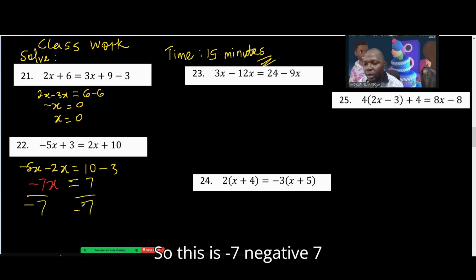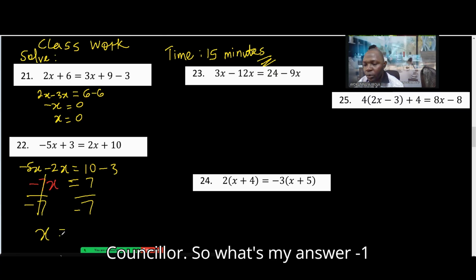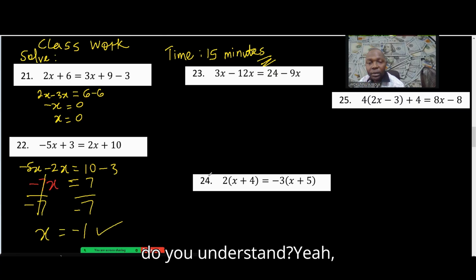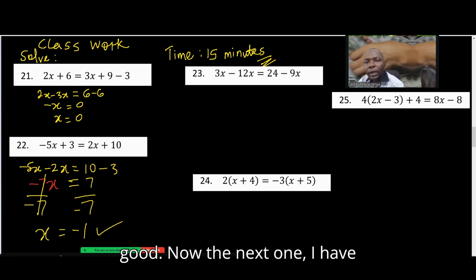So this is negative 7. Negative 7 cancels out. So what's my answer? Negative 1. Do you understand? Yeah. Good. Now the next one.